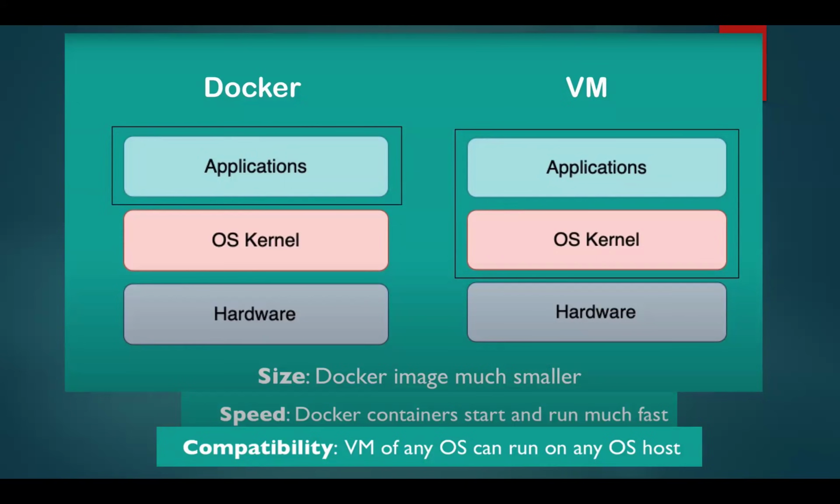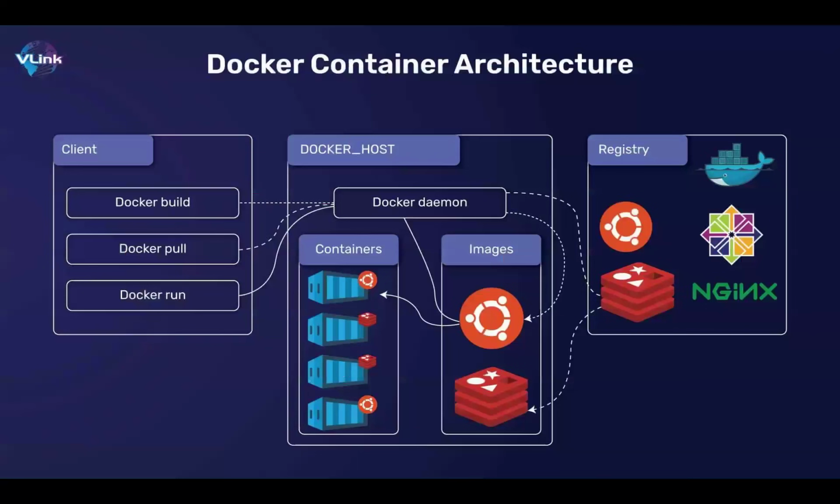Okay, so it is compatible. The Docker image size is much smaller, and the speed is also very high. Compatible is okay, and it has the speed and size benefits too. Is Docker like an Azure or AWS service? It's none of those.